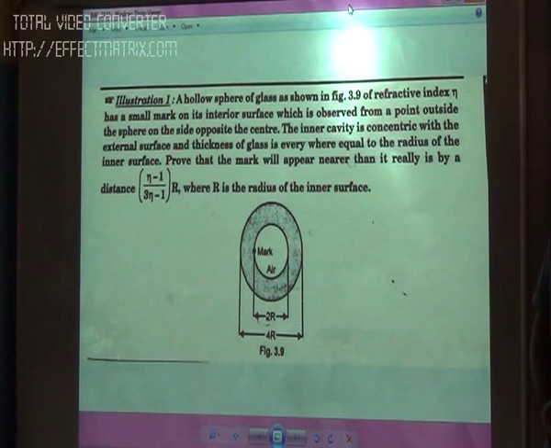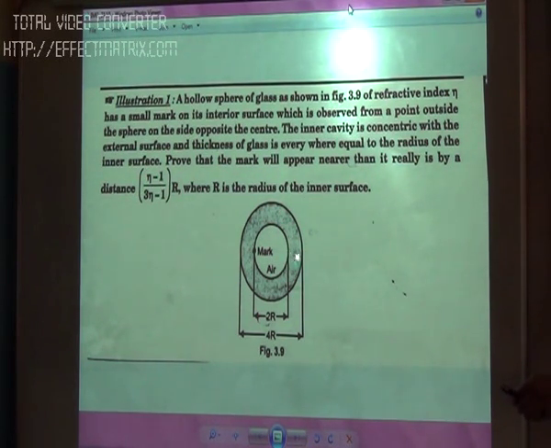Okay. Now let us go with this application. A hollow sphere of glass as shown in the figure 3.9, of refractive index neta, has a small mark on its interior surface, which is observed from a point outside the sphere. This is the interior mark. This is air and outside also air, okay, clear.